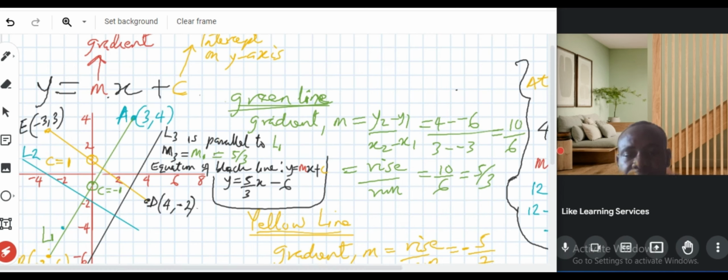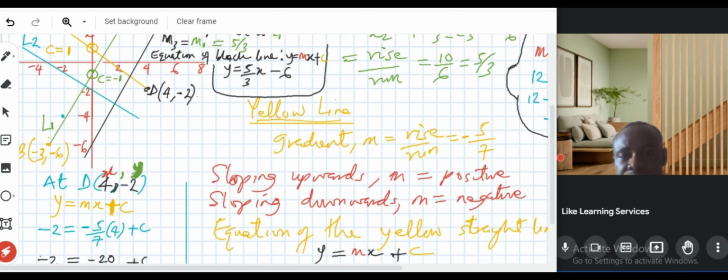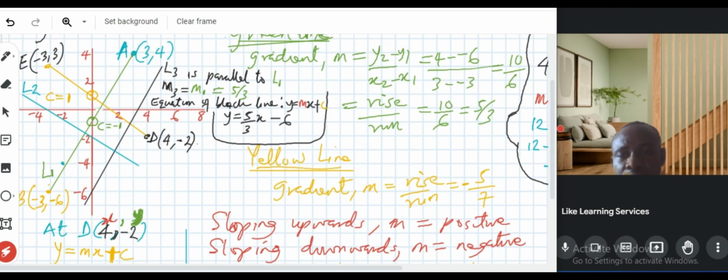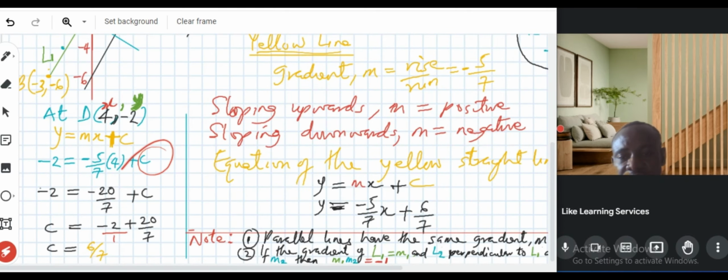All right, that's how to find an intercept, especially if it is not given. The c or y intercept. Just pick any coordinate, for instance D or E, for any given line. If you pick D, substitute the values given for x and y into the general equation of a straight line, y equal to mx plus c: y for -2, x for 4, and also the gradient we found already, and then solve to find c. In this case, c is 6/7.